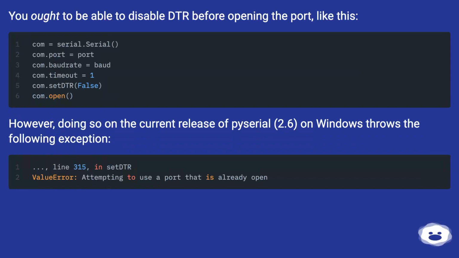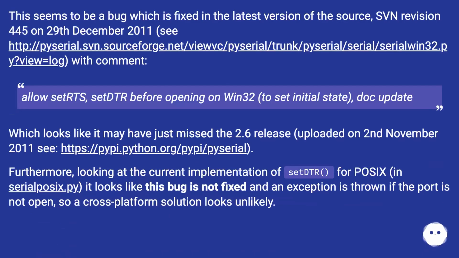You ought to be able to disable DTR before opening the port, like this. However, doing so on the current release of Pyserial 2.6 on Windows throws the following exception. This seems to be a bug which is fixed in the latest version of the source, SVN revision 445 on 29th of December 2011, see this URL, with comment.